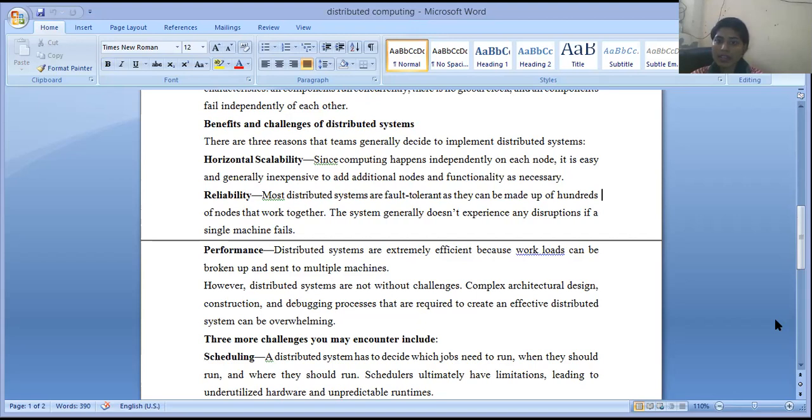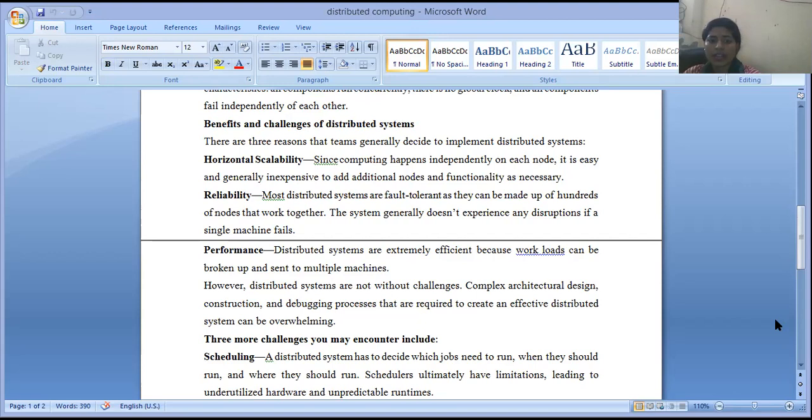Since computing happens independently on each node, it is clear that each node or system works independently of the others. It is easy and generally inexpensive to add additional nodes and functionality as necessary. So if each node works independently of the others, then it is very inexpensive in nature, and very easy to implement or add more nodes in that network area.